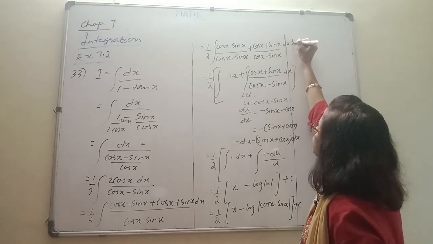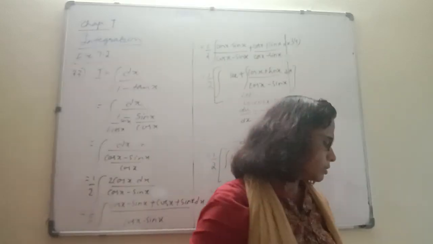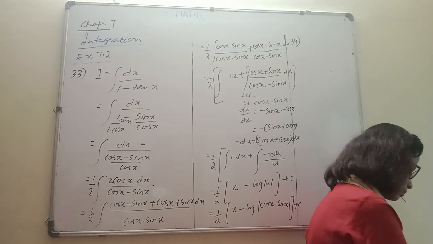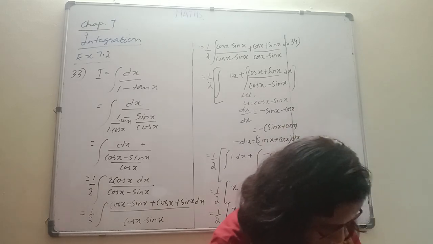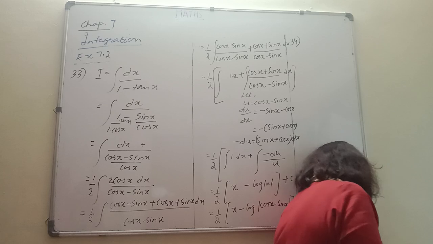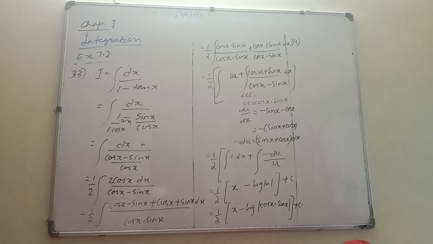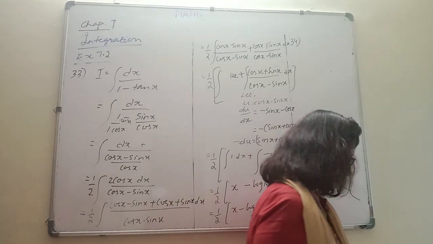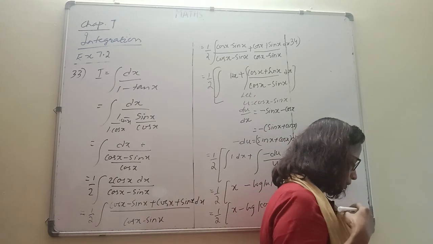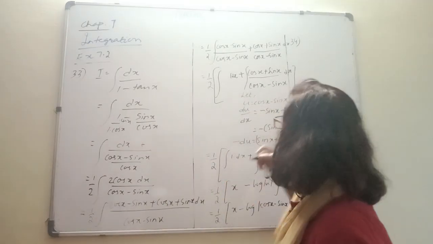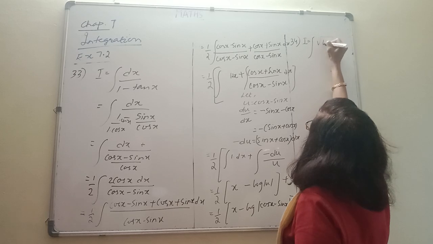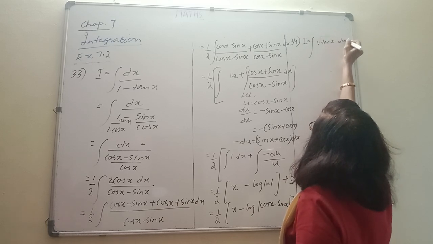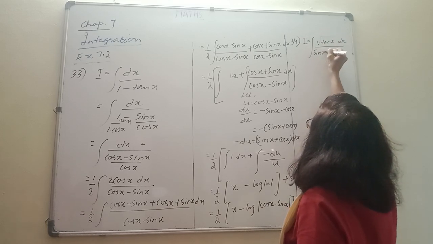Once that is over, let's quickly go to problem number 34, which also appears to be a little lengthy. Let's see how it comes out when we work it out. It is the integral of root of tan x over sin x, and that also is not so comfortable. I is the integral of root tan x dx over sin x cos x.